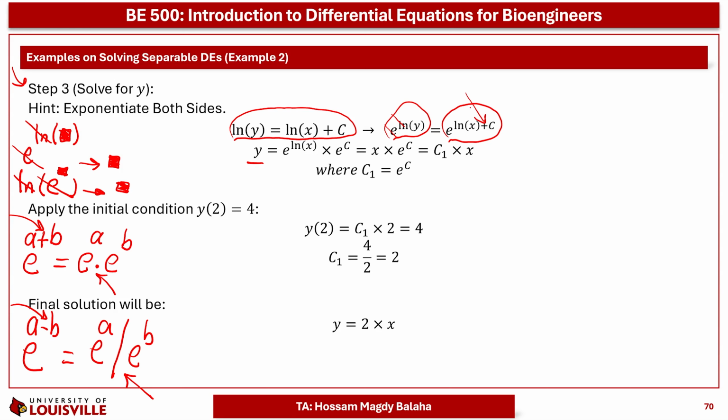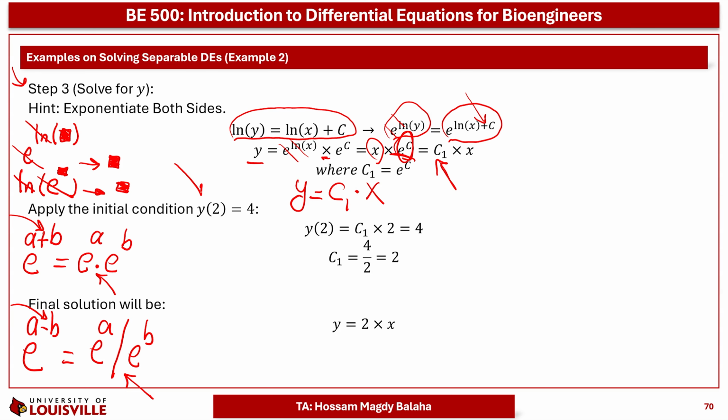So here we have plus, it will be converted to multiplication. So this will cancel each other, and we'll get x multiplied by e to the c. As we mentioned, we need a single constant, so we can replace this one by c1. So the final equation can be y equals c1 multiplied by x.